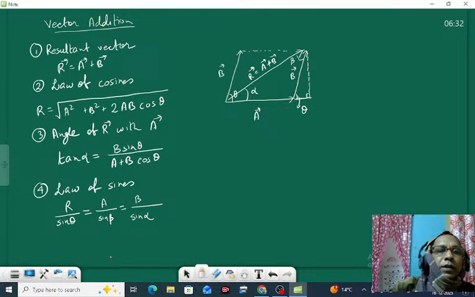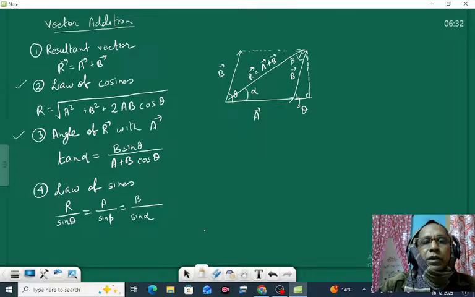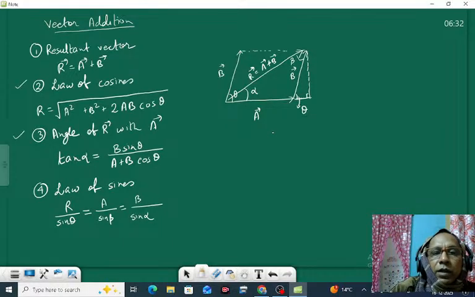Now we'll deal with this one, this law of cosines and angle with R. Suppose there are 2 vectors. I am taking 3 cases.